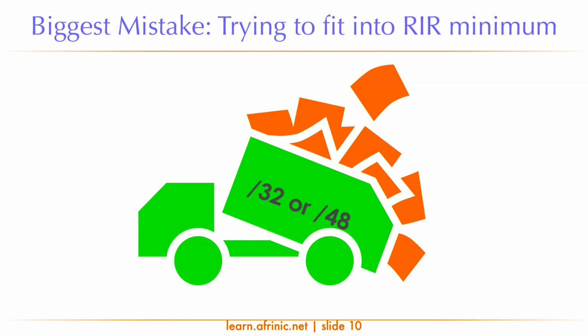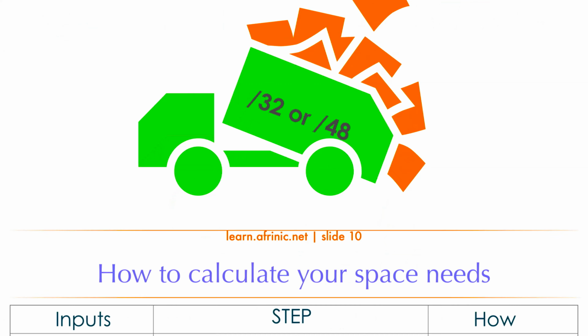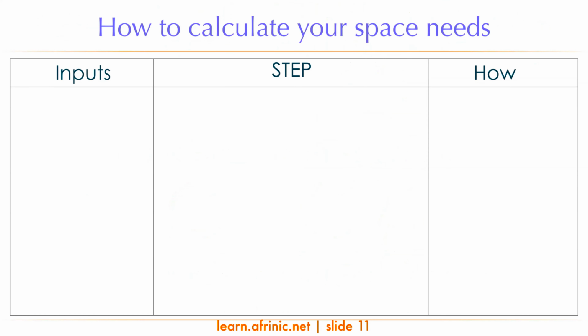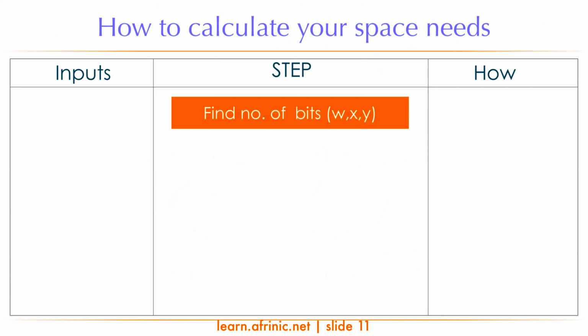And that is what we're going to do first. So to calculate your space needs, we need three things to be done. First thing that you need to do is determine the total number of bits that are needed based on your network hierarchy, right? So you have your network diagram, you know your network hierarchy, you're going to determine for each level of your hierarchy, how many bits do I need? And we're going to look at an example in a short while.